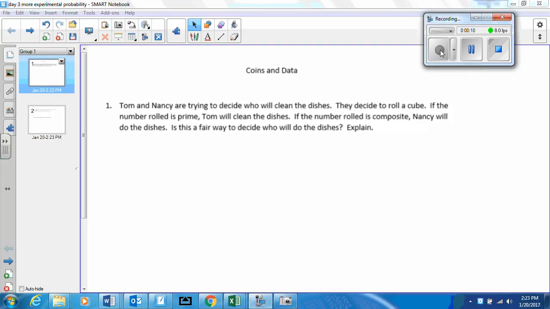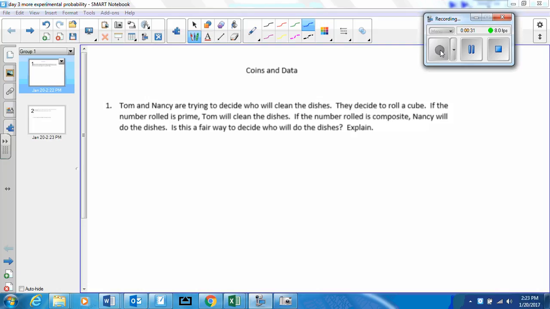So looking at question 1, Tom and Nancy are trying to decide who will clean the dishes. They decide to roll a cube. If the number rolled is prime, Tom will clean the dishes. If the number rolled is composite, Nancy will do the dishes. Is this a fair way to decide who will do the dishes?